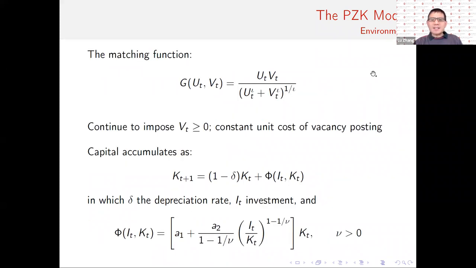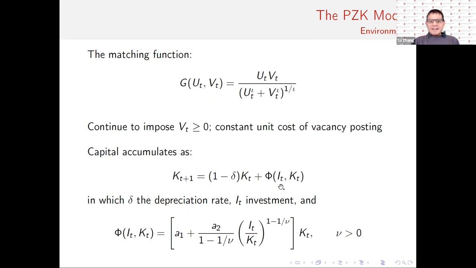So the matching function is the same as before. We continue to impose the vacancy non-negativity constraint, but it turns out in the simulation of this model in this calibration that constraint is not binding at all, but we are tracking it anyway, just in case.